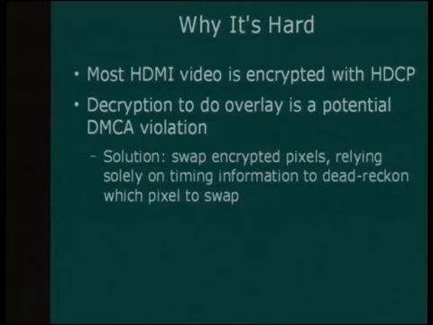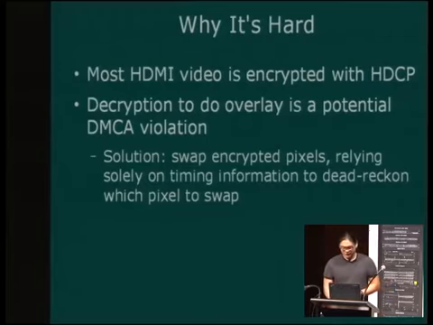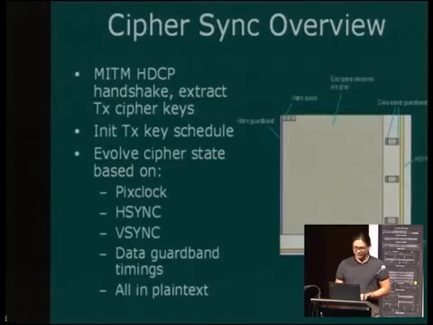Seems pretty simple, but it's actually not that easy because most HDMI video is encrypted with HDCP. If you were to do this by decrypting video pixel by pixel and then replacing them, you actually run into a legal problem in the United States. I don't know if Australia is an issue, but in the US, you can get potentially sued for just overlaying video on top of video. So the solution we came up with was to swap encrypted pixels, which relies upon dead reckoning the timing from the timing information relayed inside the video stream. This is basically the overview of how it's done.